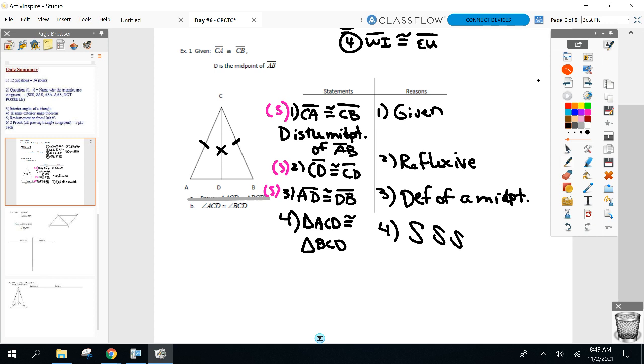Now here's where we get to the new part. Now that the triangles are congruent, any of the corresponding parts are congruent, correct? Including angle ACD congruent to angle BCD.